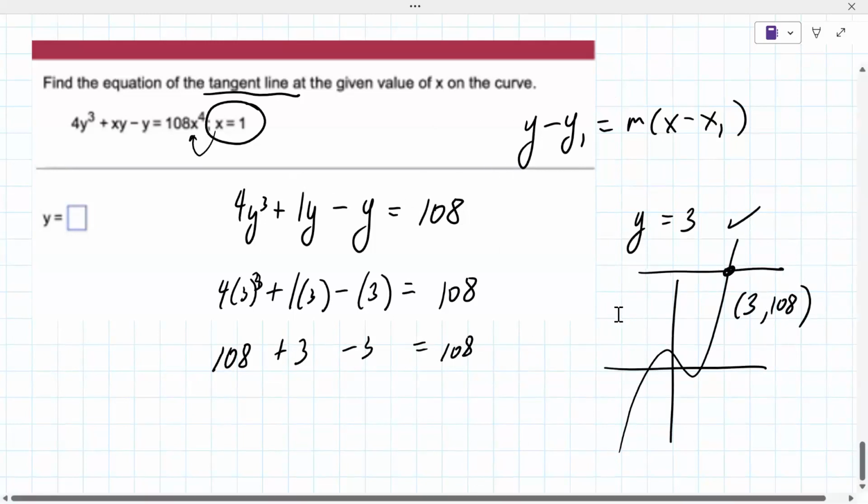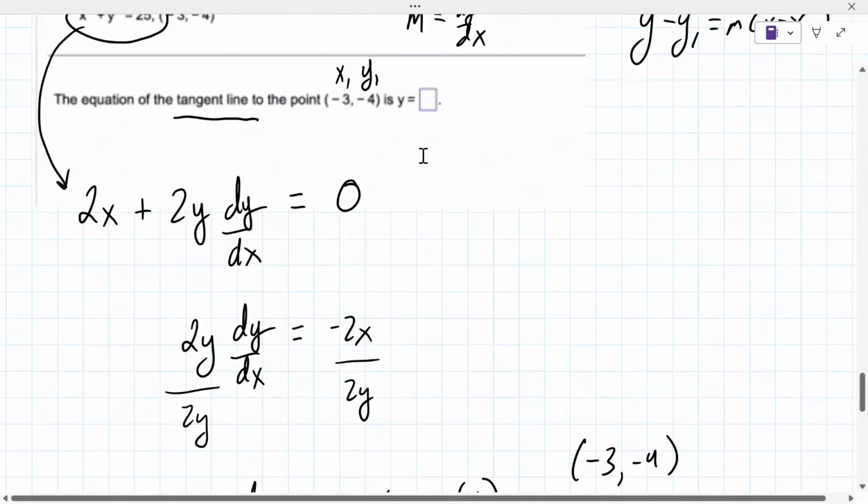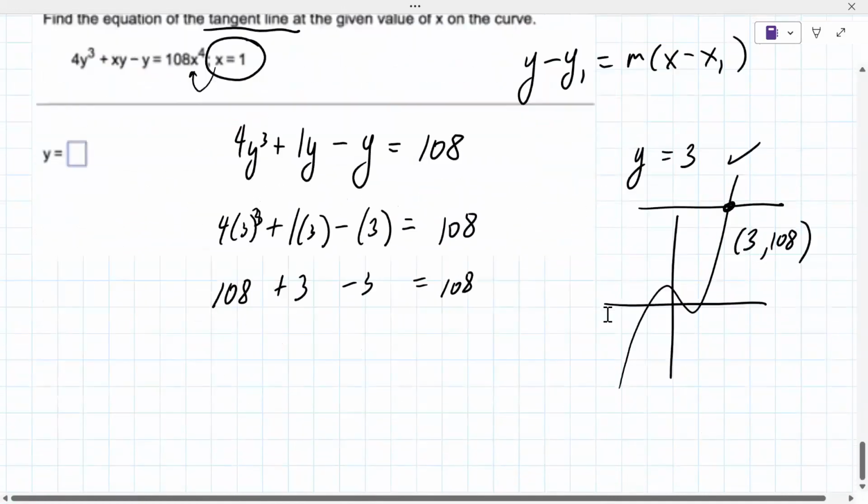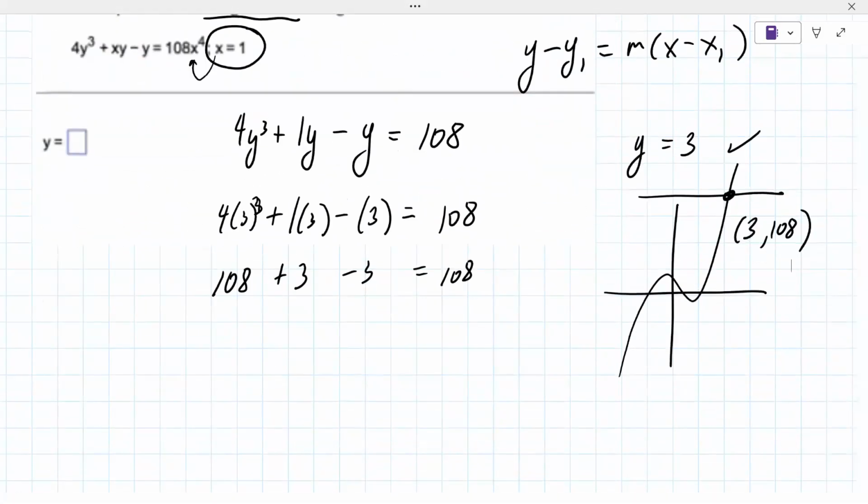So that's like in the previous problem, they gave you the ordered pair. They gave you x and y. That was nice. And in this one, you have to find it. It's more work. All right, so now we're ready to take a derivative.